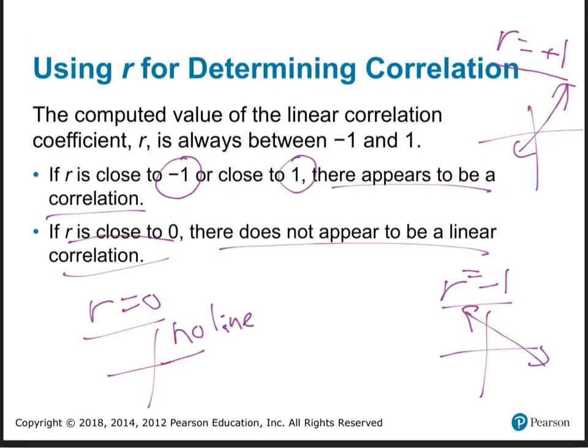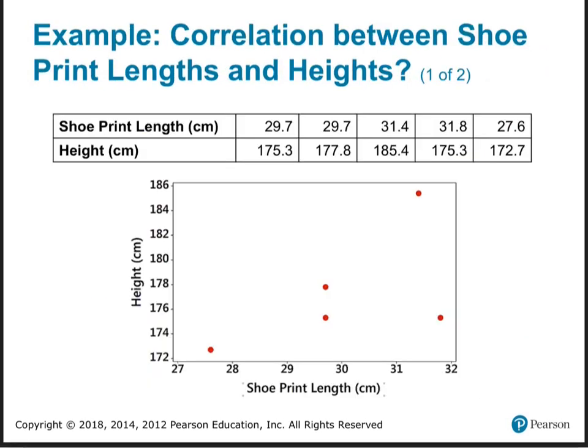Okay, so here we go. Here's some more data. Correlation between shoe print lengths and height. Like how big your shoe is versus how tall you are. That's not much data. I mean, that's only 1, 2, 3, 4, 5. But you see how they're doing that?